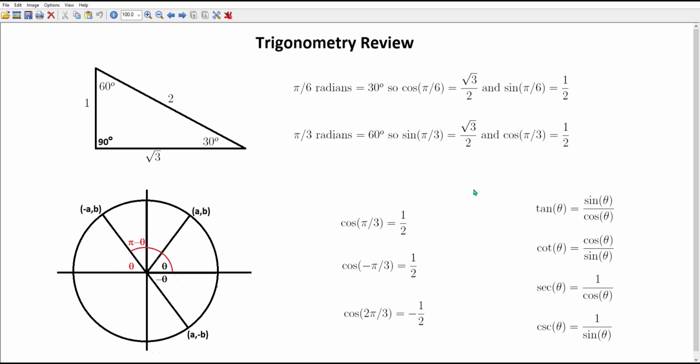Now we should mention that there are some other trig functions. The tangent is the sine over the cosine. The cotangent is just the opposite, the cosine over the sine. The secant is 1 over the cosine, and the cosecant is 1 over the sine. So if you know sine and cosine, you know all of the trig functions.